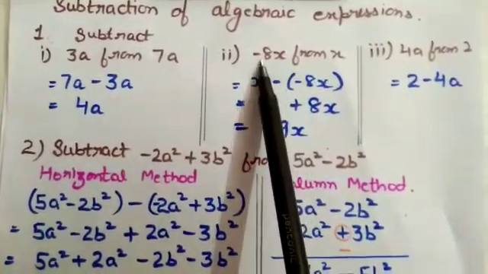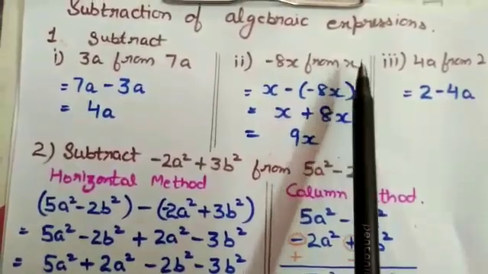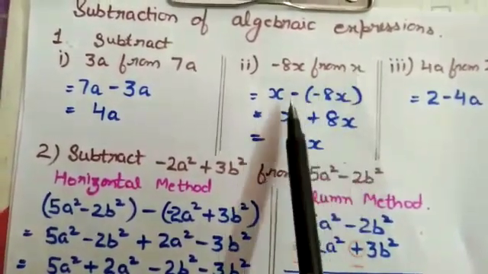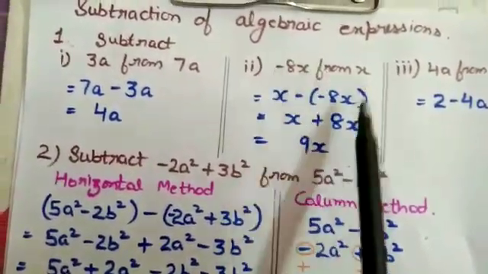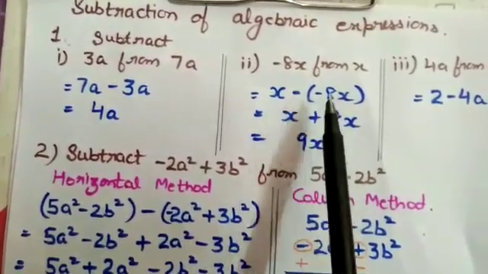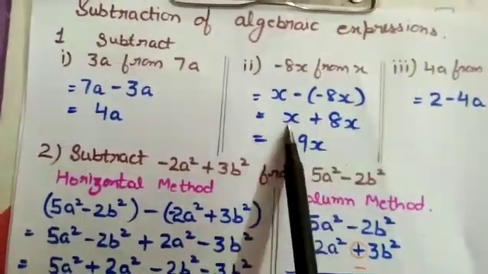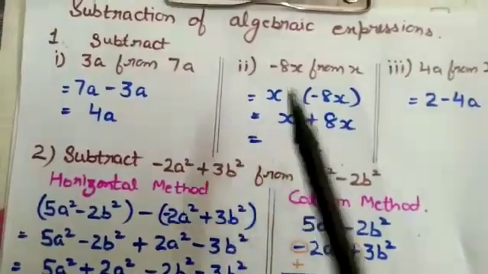Next we have minus 8x from x. So it can be written as x minus, this minus 8x in the bracket. So minus minus will become plus. x plus 8x is equal to 9x.